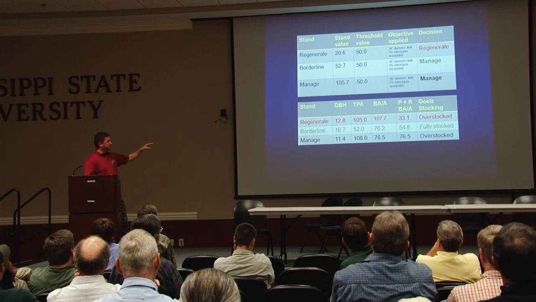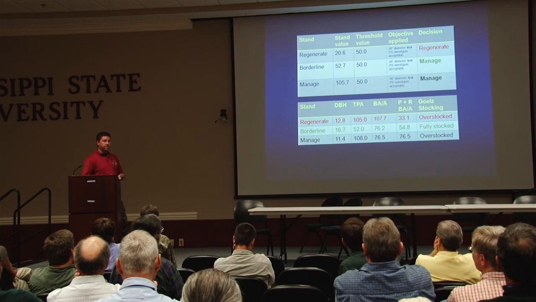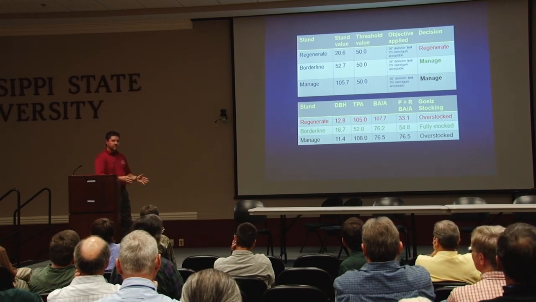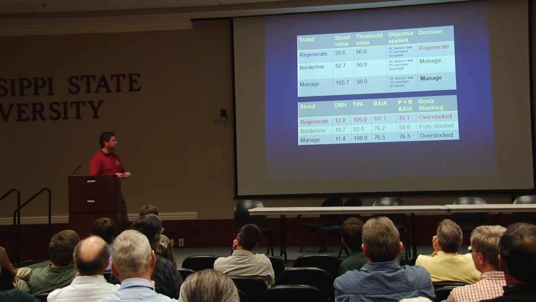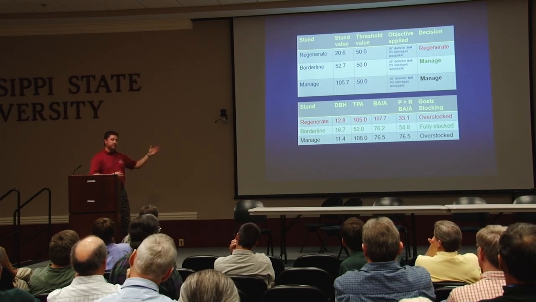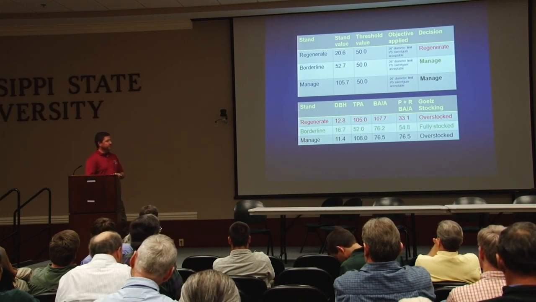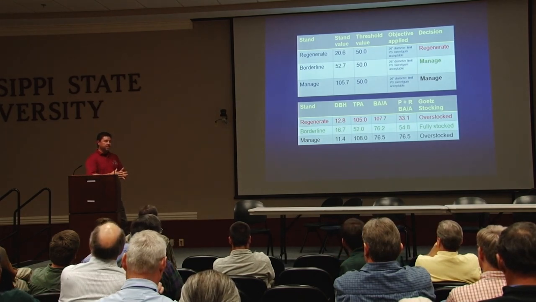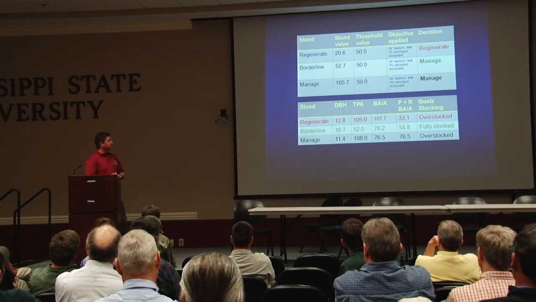What happens is on these borderline stands, you're going to have some component of both of those. You're going to have some desirable species, some undesirable or unacceptable species, and some higher quality and some lower quality. When you start looking at those stands, it can become really complicated deciding whether or what you should do with that stand.